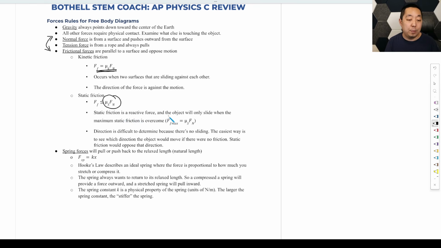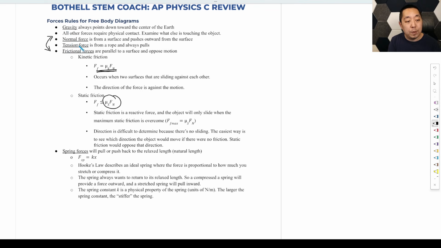That it responds, right? So the difficulty with static friction, probably one of the hardest things, is to identify the direction of the force. There's two ways you can identify. The easiest way, or the most general way, is to say, imagine there were no friction. Then how would the two surfaces rub against each other? Static friction would oppose that direction, okay? If there were no friction, which way would it go? Then static friction is going to oppose that.